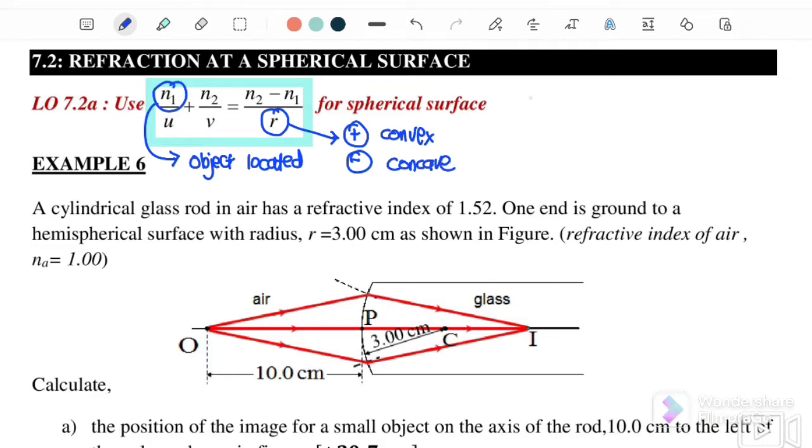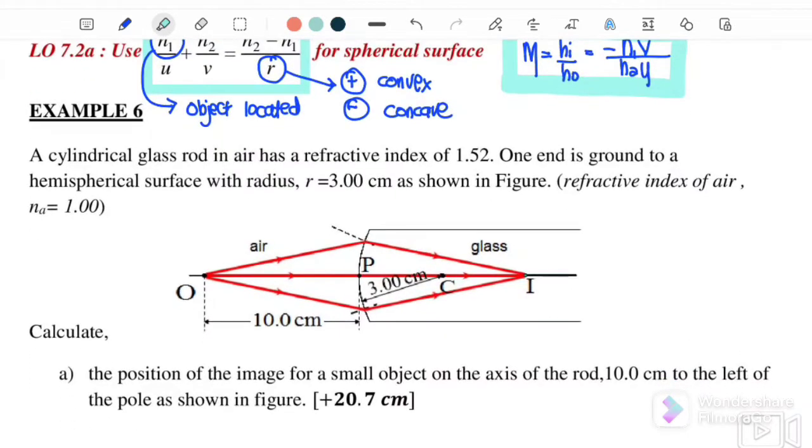The second equation is the magnification, where magnification equals h image over h object, and also equals negative n1 times v over n2 times u. So this is the second equation that we will use for the spherical surface. Let us go to example 6.